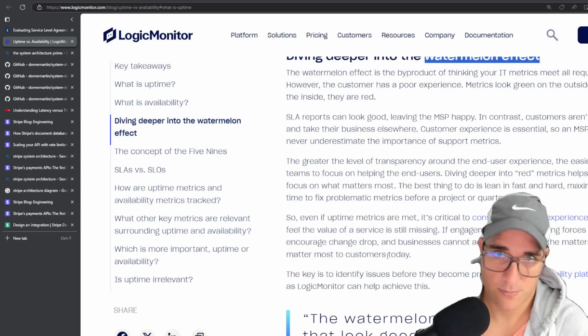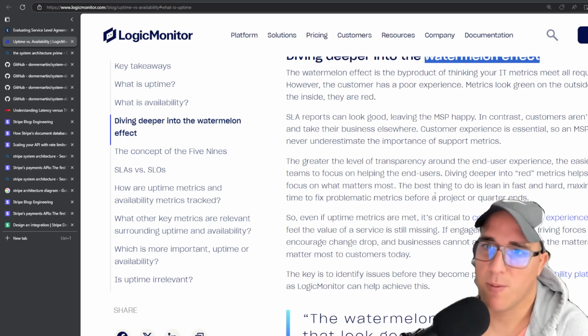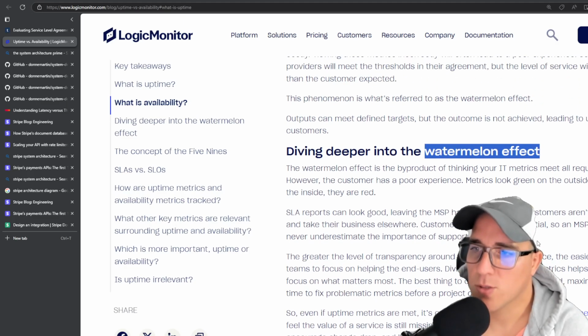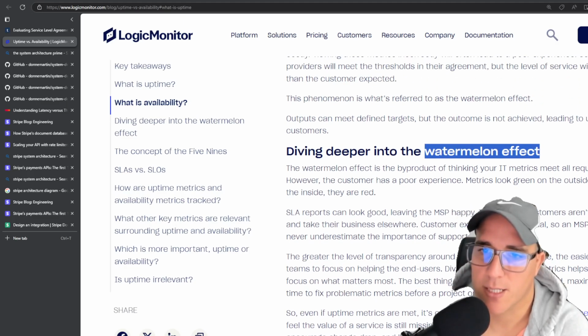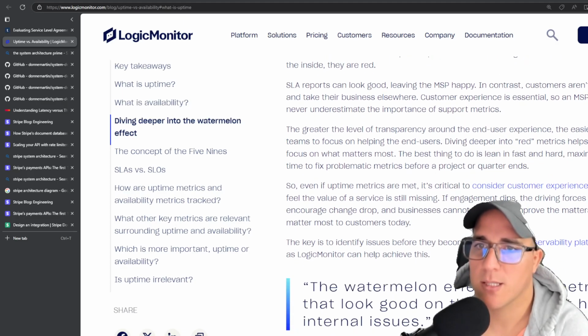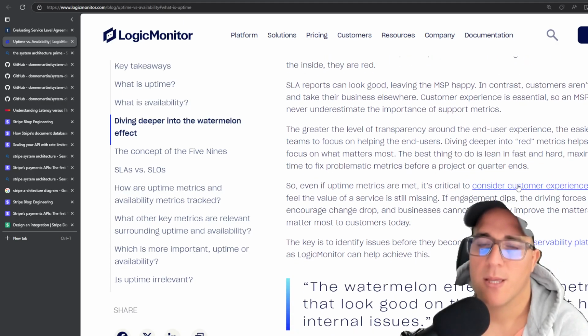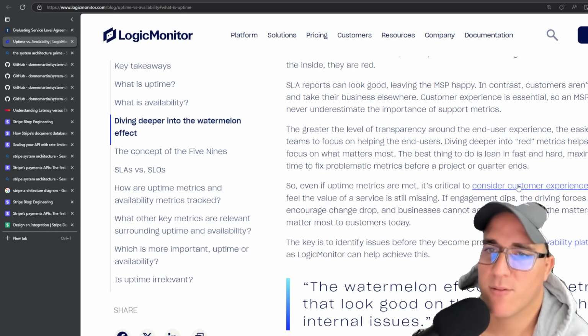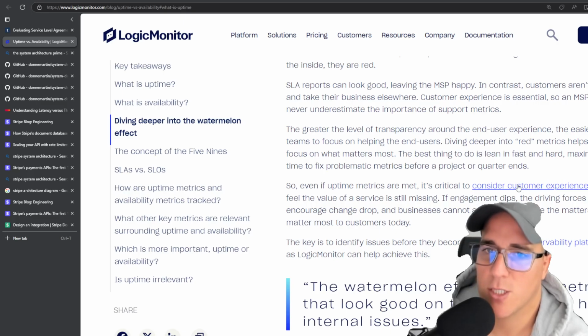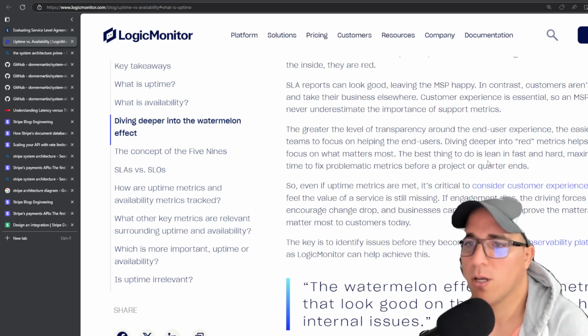SLA reports can look good, leaving the MSP happy. In contrast, customers are not satisfied and take their business elsewhere. Customer experience is essential, so MSPs should never underestimate the importance of support metrics. The greater the level of transparency around the end user experience, the easier it is for the IT team to focus on helping the end user.